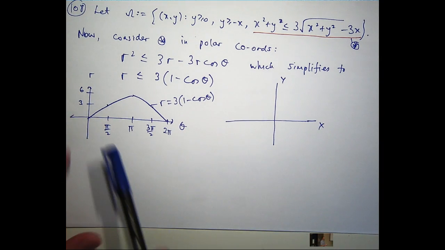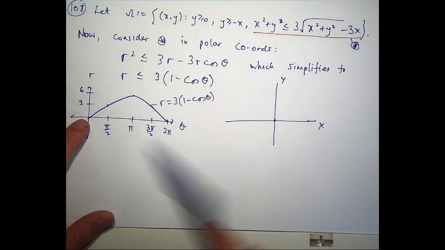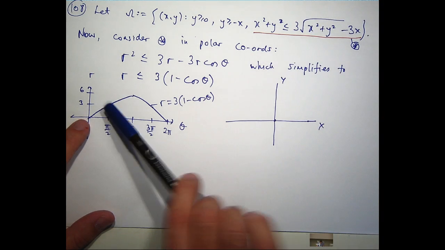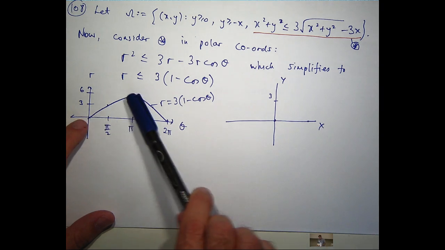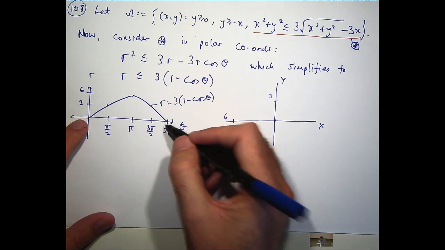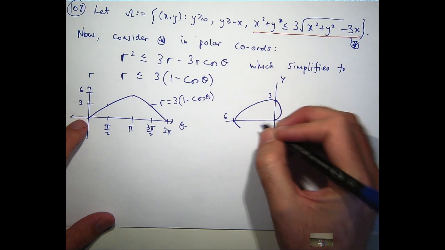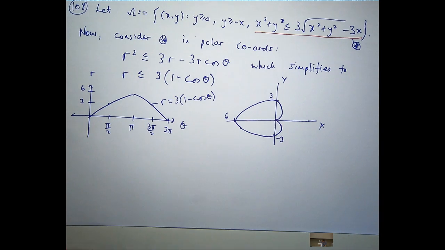Well, when theta equals 0, r equals 0. So I'm starting here. As I move to pi on 2, in other words, a quarter turn, I move up to 3. Then as I go through to a half turn, I move up to 6 units away from the origin. So it'll be something like that. And then I get back to 3 and then back to 0. So it'll look something like that. Feel the love.